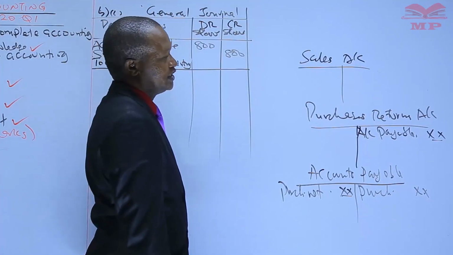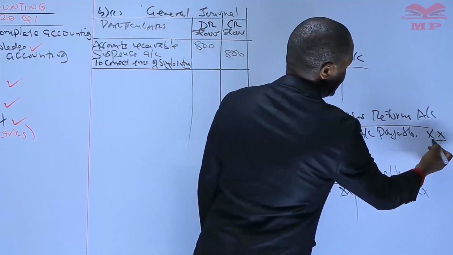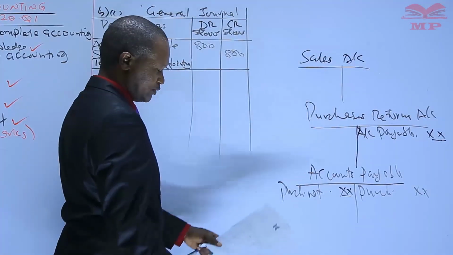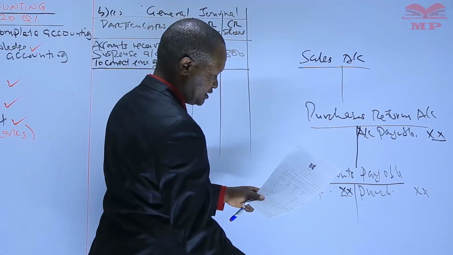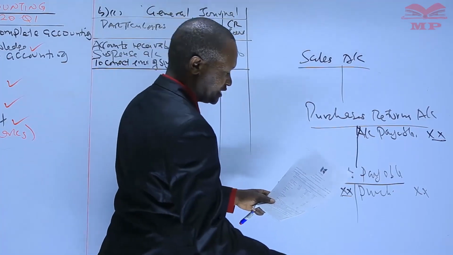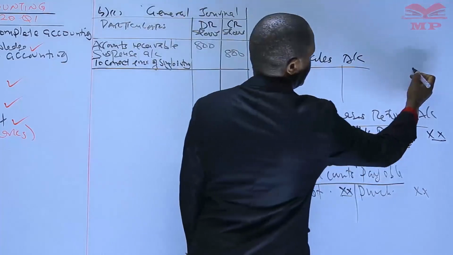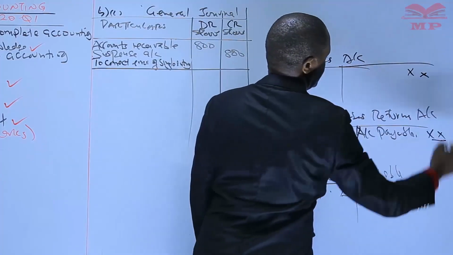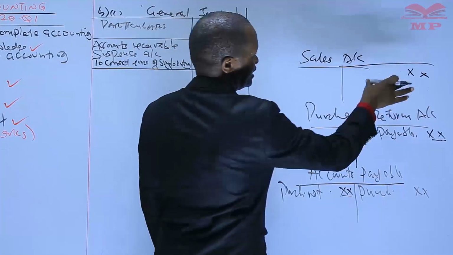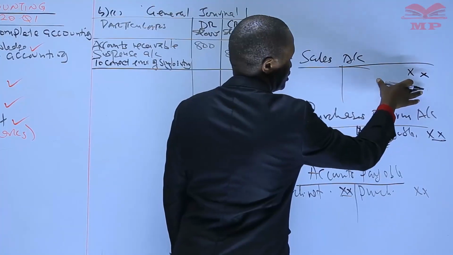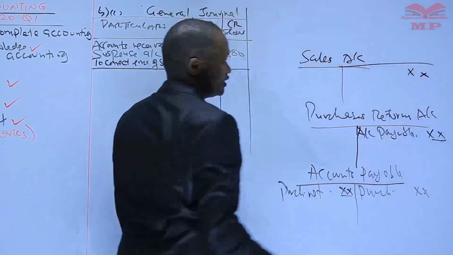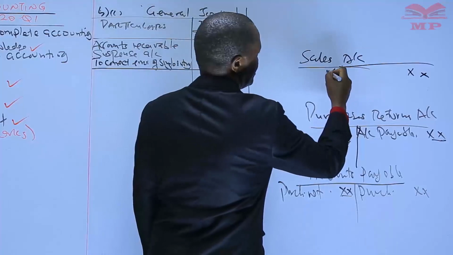So instead of crediting purchases returns, an error was made, and we read that it was made in error in the sales book. So the sales book was credited. So you can see there is an error in this account. So how do we remove this amount? We remove this amount by debiting.